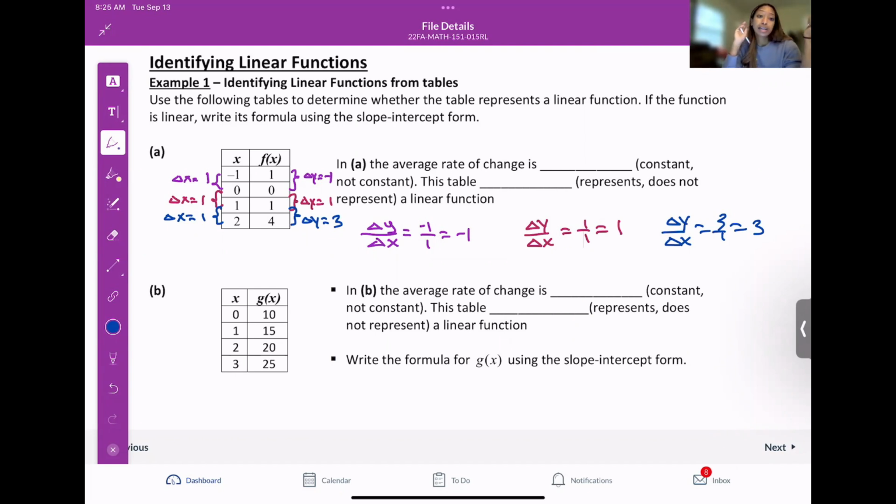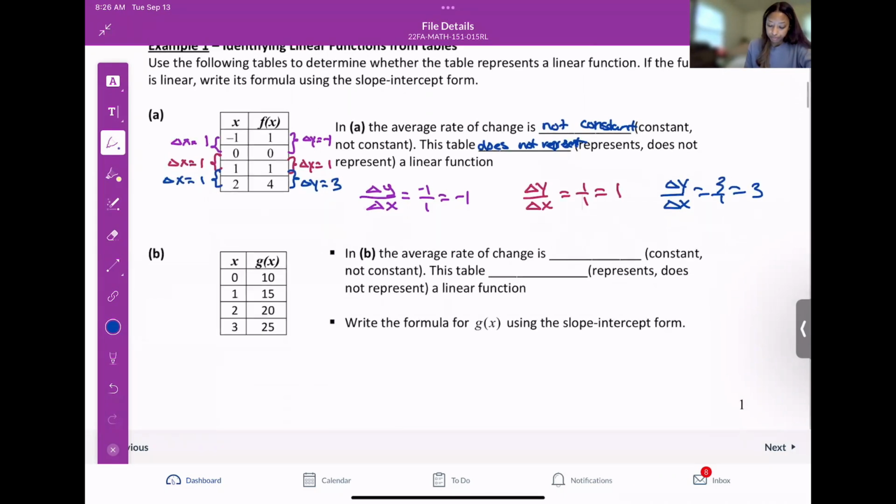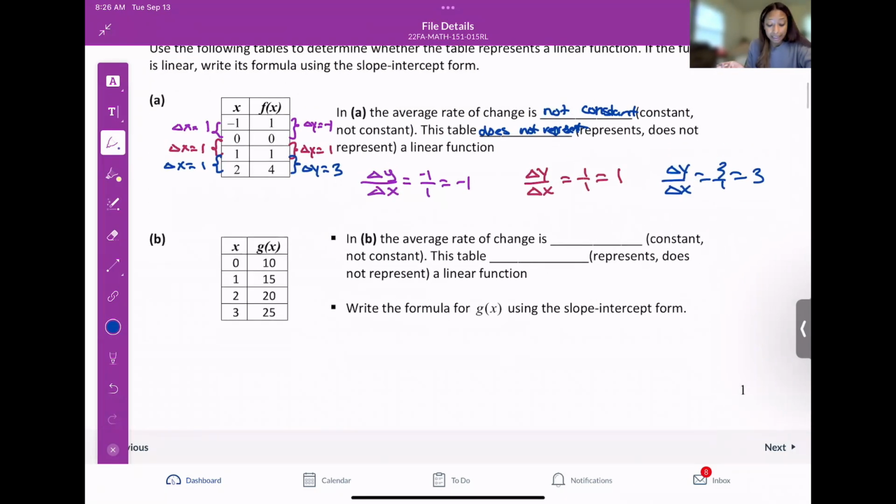So this is not a linear function. So we would say the average rate of change is not constant. This table does not represent a linear function. Oop, running out of space there. So we want the rates of change to be exactly the same in order for it to be a linear function. All right, let's look at B.